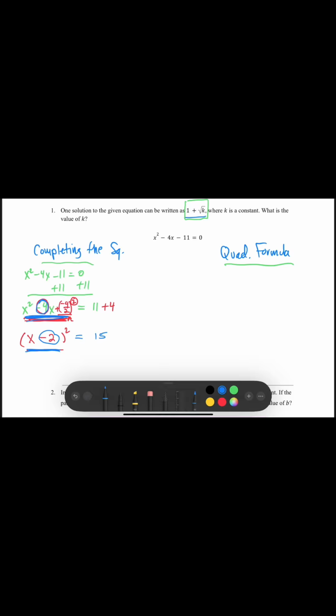Okay, now that we have this, it's so much easier to solve for x because all we have to do here to undo the squared is square root it. So when we take the square root, we always get two answers, plus or minus. These undo each other, and we get x minus 2 is equal to plus or minus the square root of 15. Now the last step is just to add 2 on both sides, and we get x is equal to 2 plus or minus the square root of 15.